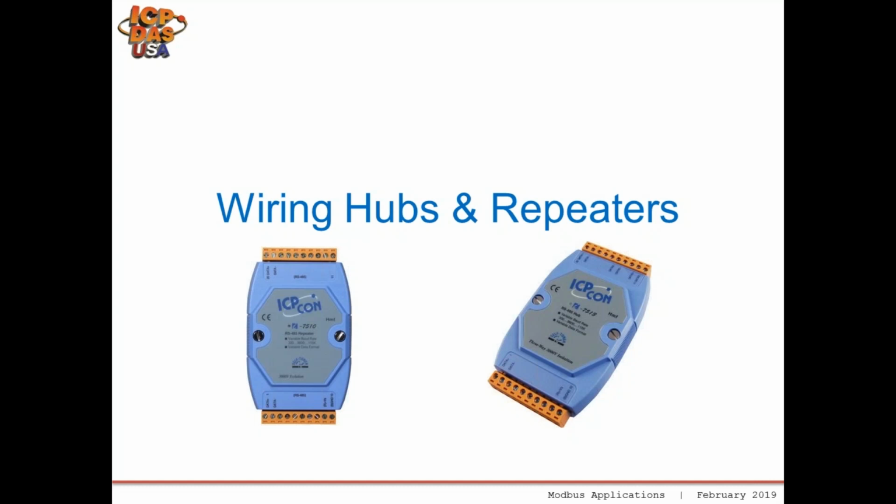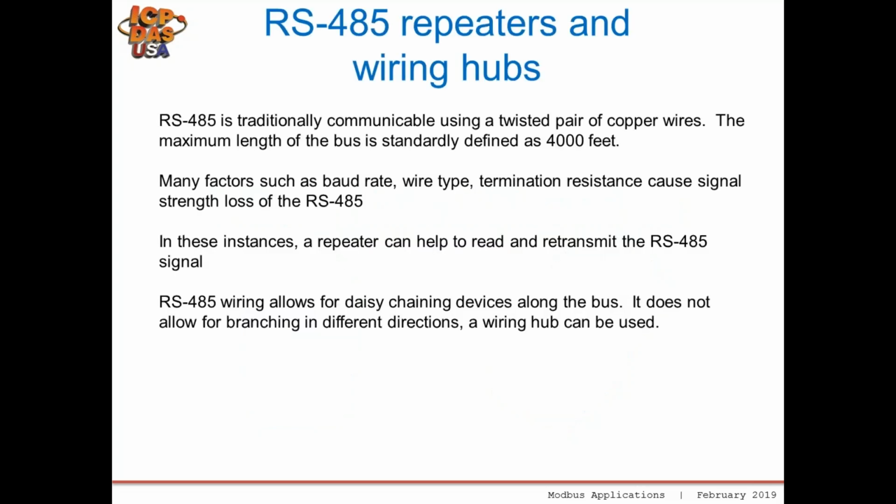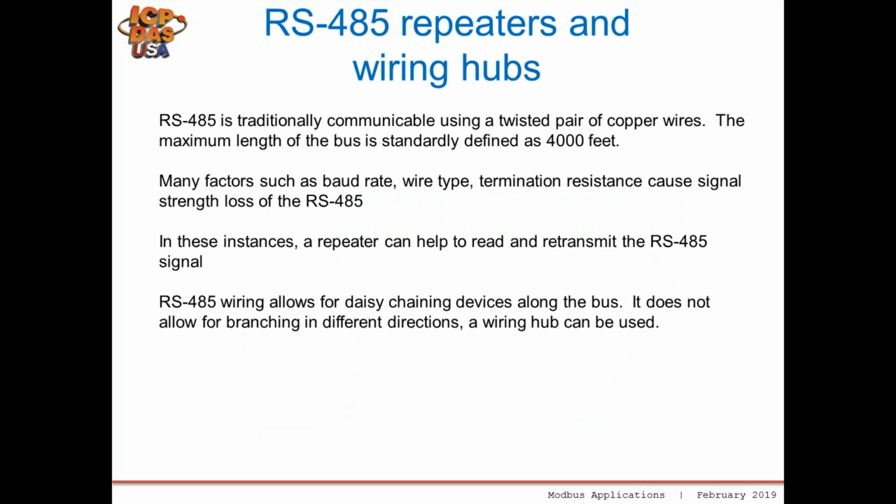Wiring hubs and repeaters are also great for both extending the signal and branching off. Here's a brief overview. RS485 is traditionally communicable using a twisted pair of copper wires. The maximum bus length is standardly defined as 4,000 feet. This distance can be severely limited by higher baud rates or improper wiring or even branching off. Many factors such as baud rate, wire type, and termination resistor can cause signal loss along the RS485.